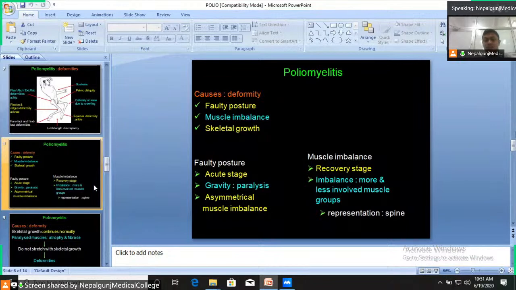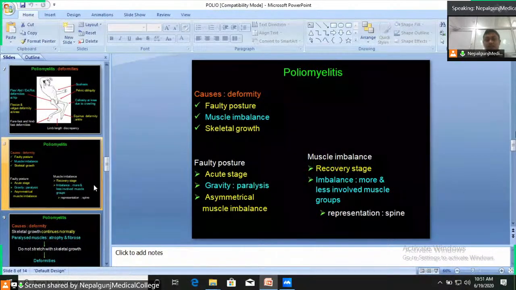So regarding the faulty posture, it can happen in the acute stage. The paralysis, due to the gravity effects, leads to the faulty posture of a child. There is the asymmetrical muscle balance, which eventually leads to the faulty posture.